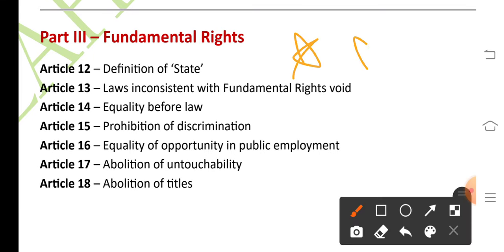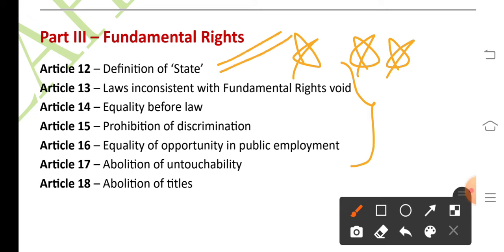Very, very important for SSC CGL and other related exams. Most of the questions, that is PYQs, were on fundamental rights. So this is the quick revision. Article 12 defines the state. Article 13, laws inconsistent with fundamental rights void. Article 14, equality before law.